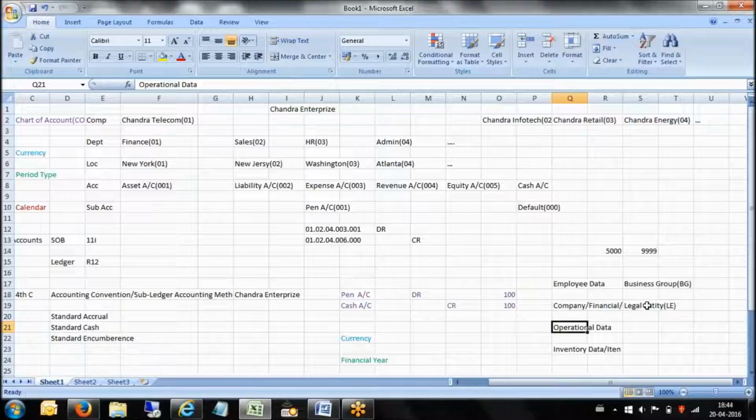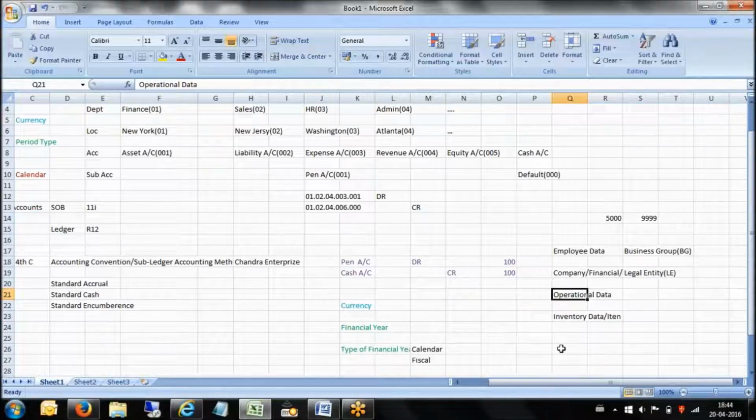Okay. So if they say that one legal company is registered with authorities, but under that we have sister concerns running, you can define multiple balancing segment values tagged to one legal entity, and then that legal entity is tagged to one ledger. So various scenarios are there.